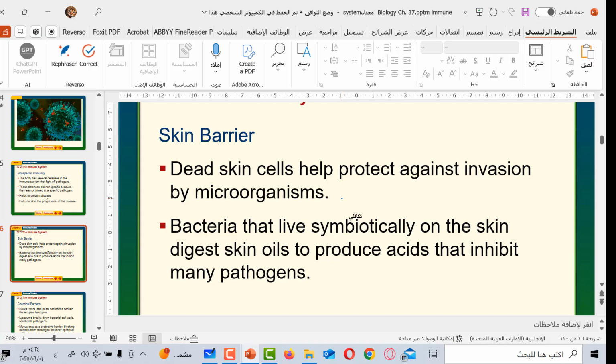There is also a type of bacteria that lives on the skin surface, bacteria that lives symbiotically. On the skin digest skin oils to produce acids that inhibit many pathogens.